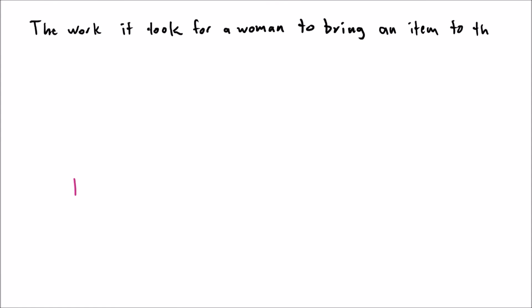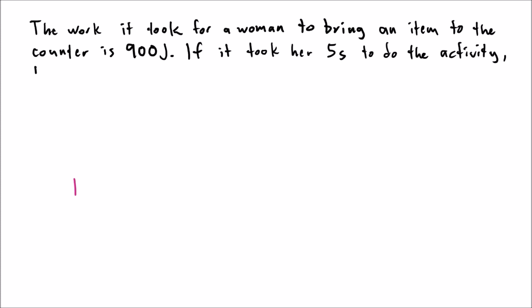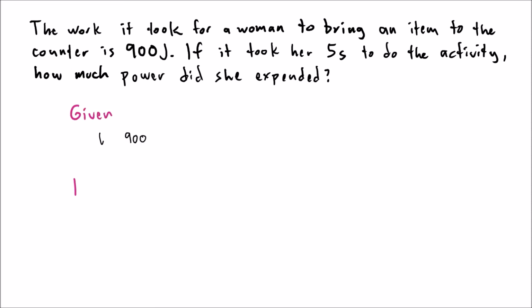Let's take an example. The work it took for a woman to bring an item to the counter is 900 newtons. If it took her 5 seconds to do the activity, how much power did she expend? Let's just divide work and time and we will get this answer.